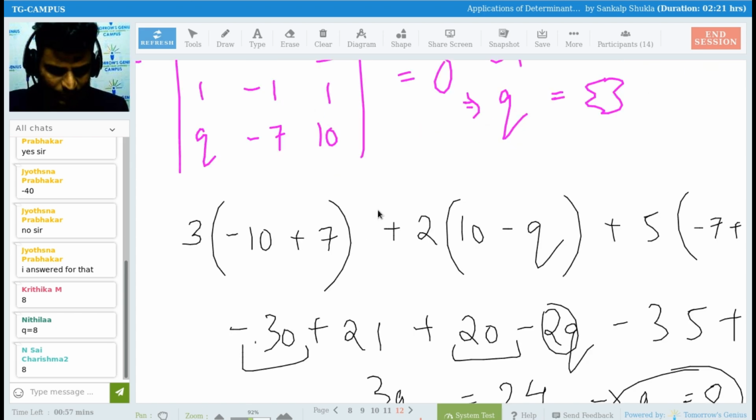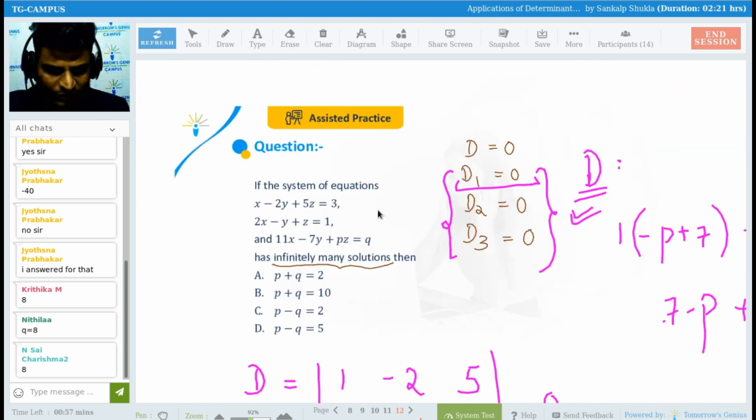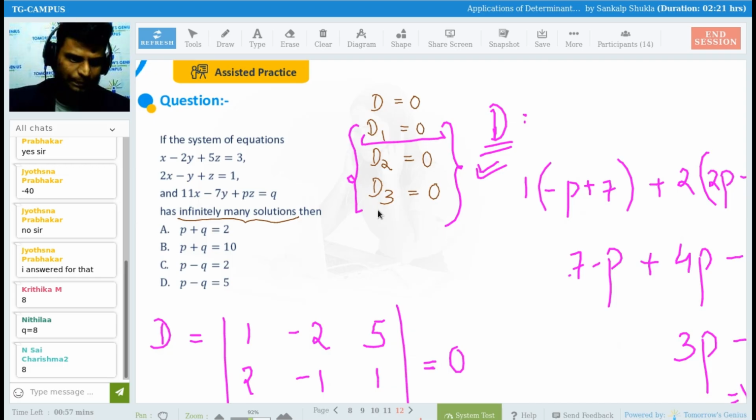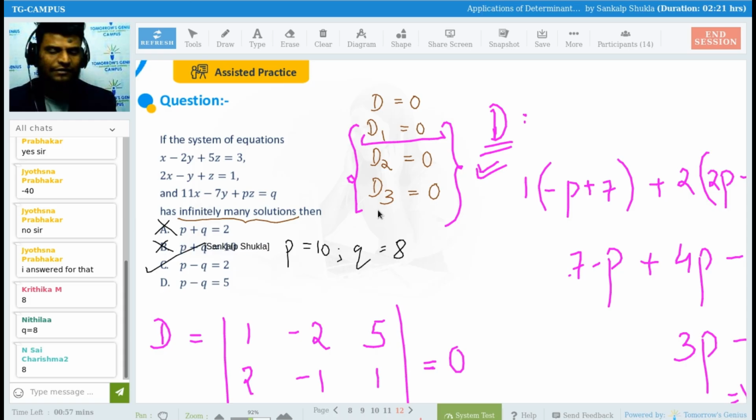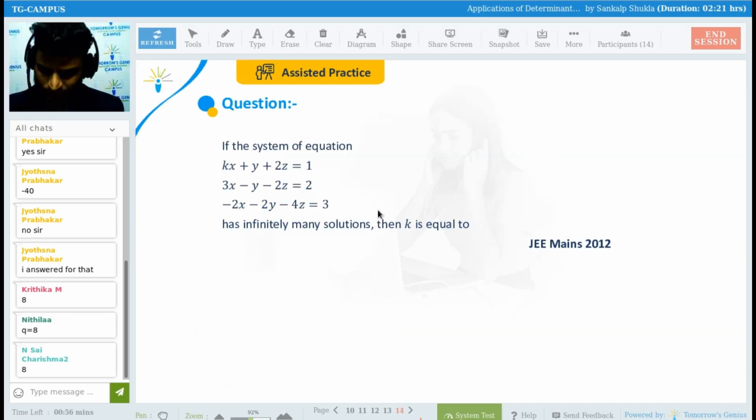So it will be more clear. What are the options? P is equals to 10 and q is equals to 8. So p plus q not equals to 2, p plus q not equals to 10, p minus q 2. Yes, this is the correct answer. And p minus q not equals to 5. So C is the correct answer. Has everybody got it? Okay, fine. So next question.